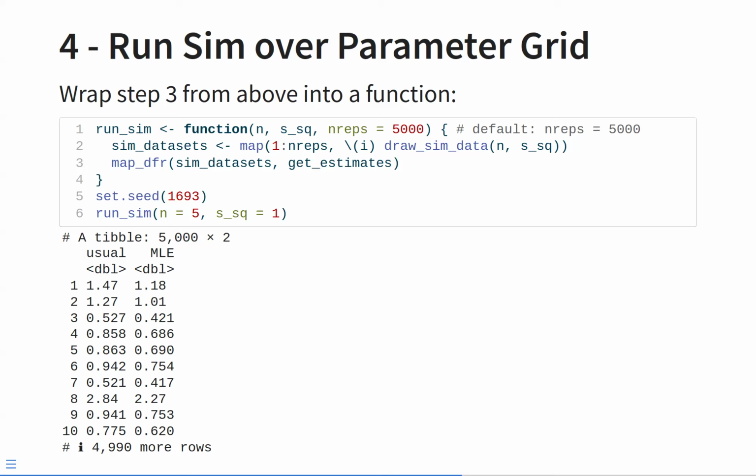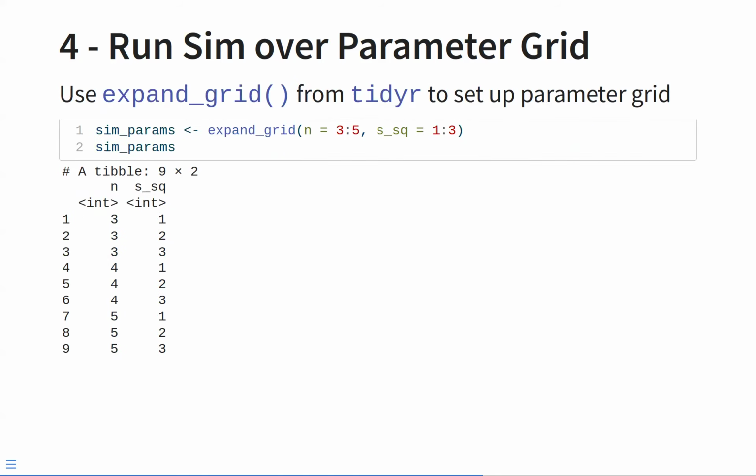But as I mentioned, we want to run the simulation over a grid of parameters. We're not just happy with n is 5 and s squared is 1. We want to try some alternatives because we want to see how the bias and other quantities vary as we change those parameter values. A really convenient way to set up your parameter grid is to use the function expand_grid from tidyr. So here's how it works.